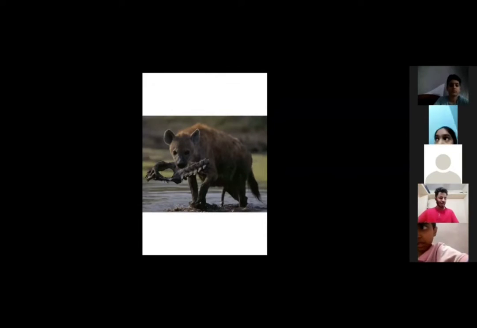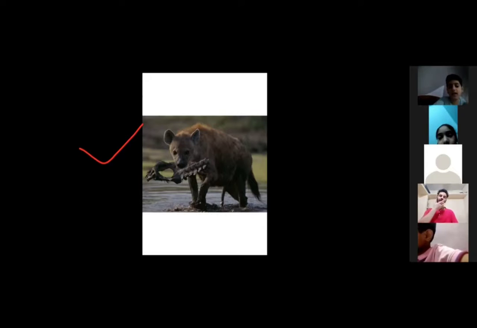Very good. That means scavengers are organisms that feed on dead animals and plant materials. Here we have the example of hyena. It feeds on the dead animals. Examples of scavengers are also hyena, vultures, crows, cockroaches, jackals. They all are scavengers. Do you understand? Yes, sir. Is that clear? Yes, sir.